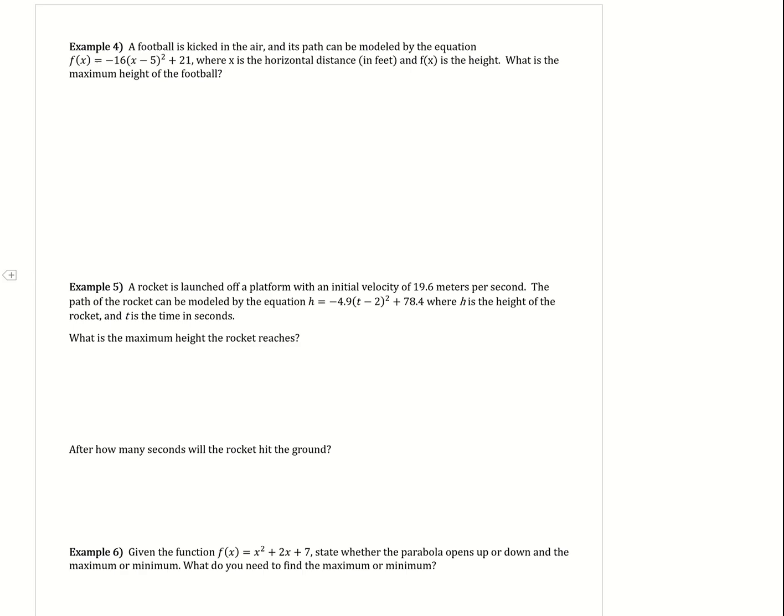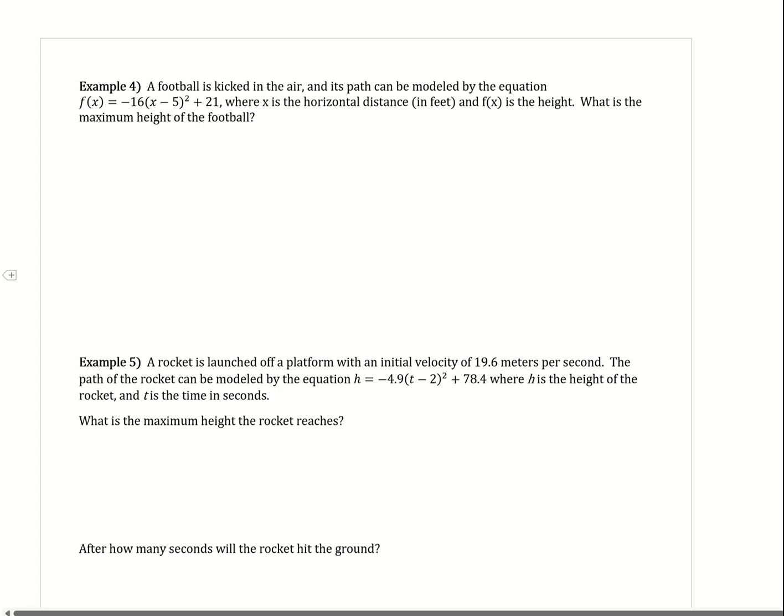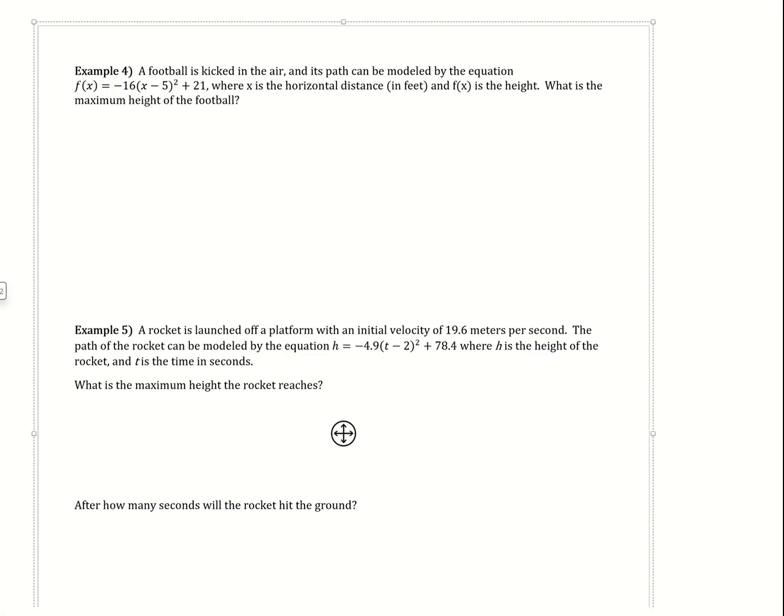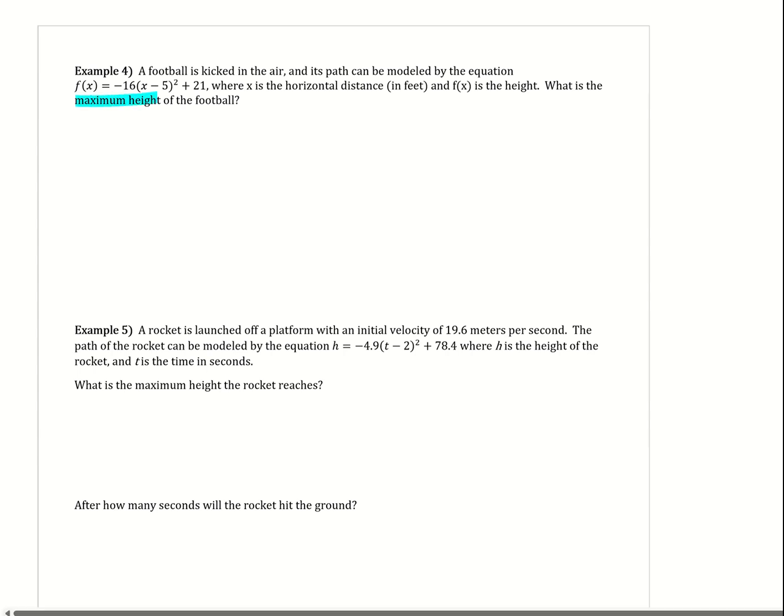Okay, on the next page. So here we've got some word problems. And what we're going to try to do is figure out how do we use the ideas or the concepts that we've talked about to answer these questions. So in this problem, for example, a football is kicked in the air. Its path can be modeled by the equation f of x equals negative 16 times x minus 5 quantity squared plus 21, where x is the horizontal distance in feet and f of x is the height. What is the maximum height of the football?